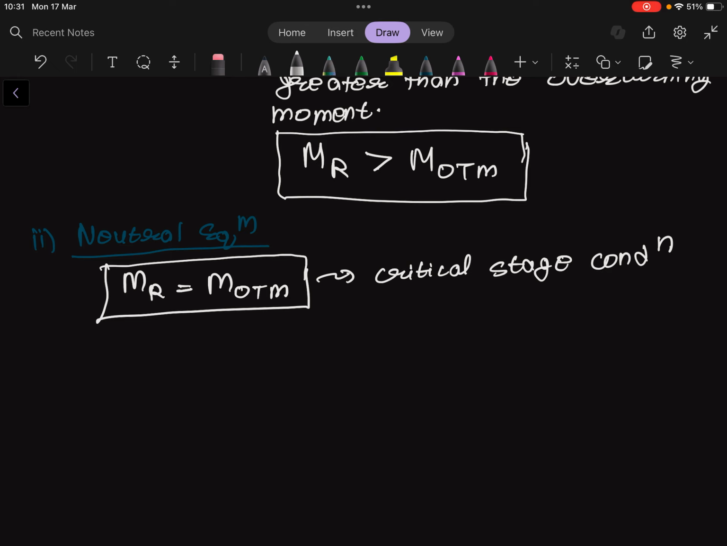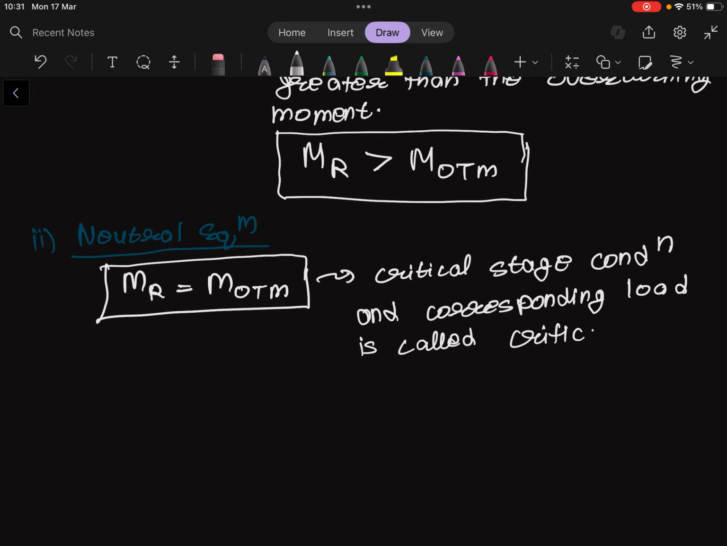And the corresponding load is called critical load. So we can represent this condition by this easy diagram. So a ball resting on a flat plane.